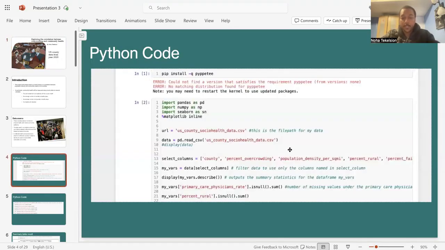So we have good measures of overcrowding here, these variables, and then I select these columns into a new data set called my variables. And the first thing I wanted to do was check if there were any missing values under the primary care. Just a second, actually.